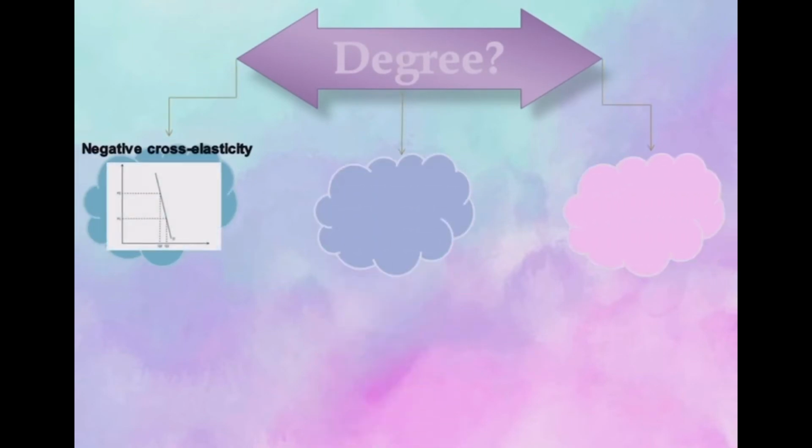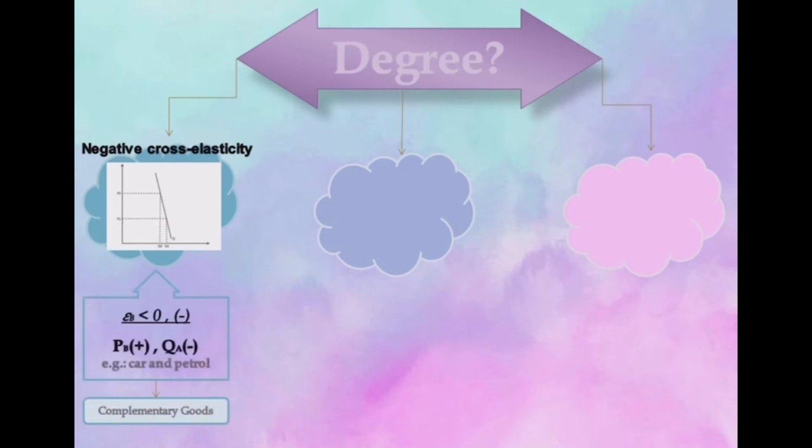Now I will explain about the degree of cross elasticity of demand. There are three degrees. First, negative cross elasticity. How can we know? From the number of cross elasticity. Cross elasticity must be less than 0, a negative amount. So it will be negative cross elasticity, and the relationship between product B and product A is complementary goods. For example, car and petrol.